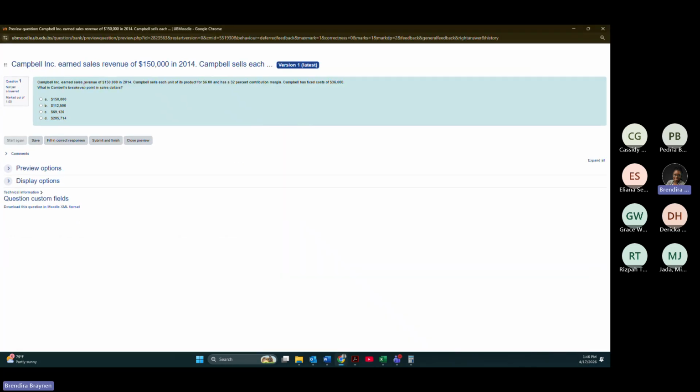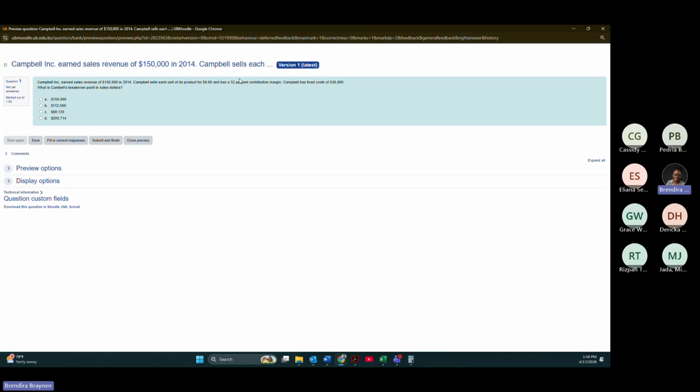Campbell Inc. earned sales revenue of 150. Campbell sells each unit of its product for $6 and has a 32% contribution margin. Okay. Campbell has fixed costs of 36,000. What is the break-even point? So it's a contribution margin question. It's a break-even, but you could also do break-even with a contribution margin, which is a percentage.